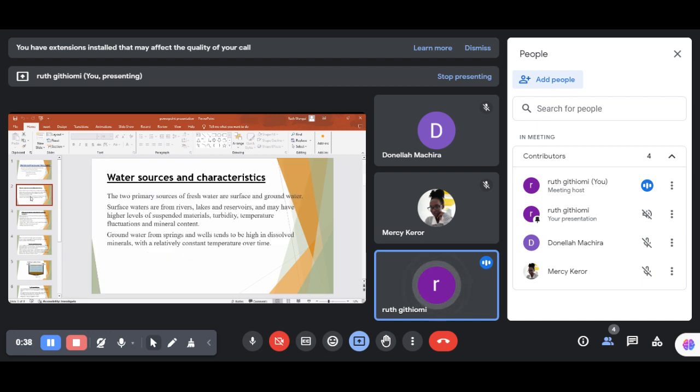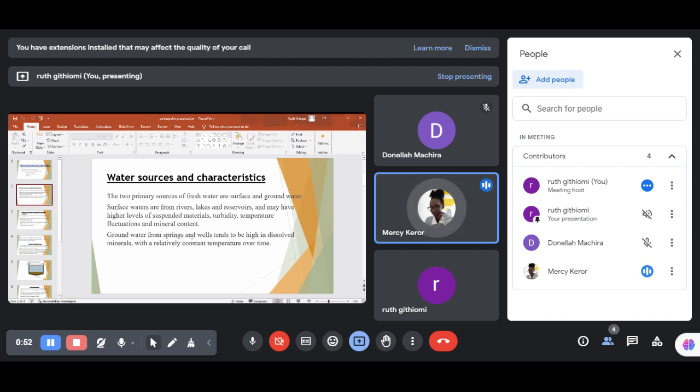Mercy, can you read for us what you can see? Water sources and characteristics. The two primary sources of fresh water are surface water and groundwater. Surface waters are from rivers, lakes, and reservoirs and may have higher levels of suspended materials, turbidity, temperature fluctuations, and mineral content. Groundwater from springs and wells tends to be high in dissolved minerals with a relatively constant temperature over time. Thank you, Mercy.